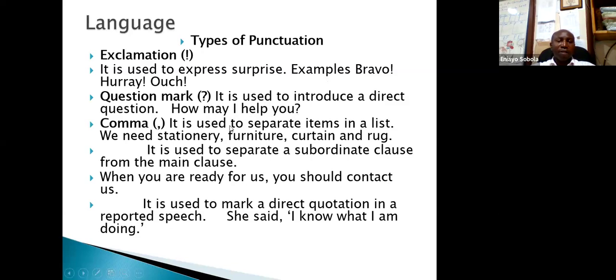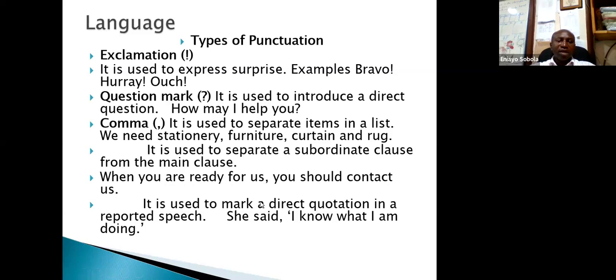And for shorter pauses, we have comma. Comma is used to separate items in a list. For example, we need stationery, furniture, curtain, and rug. We use it that way. It's also used to separate a subordinate clause from the main clause, especially when a subordinate clause begins a sentence. For example, when you are ready for us, you should contact us. The subordinate clause, when you are ready for us, starts the sentence, and a comma here separates it.